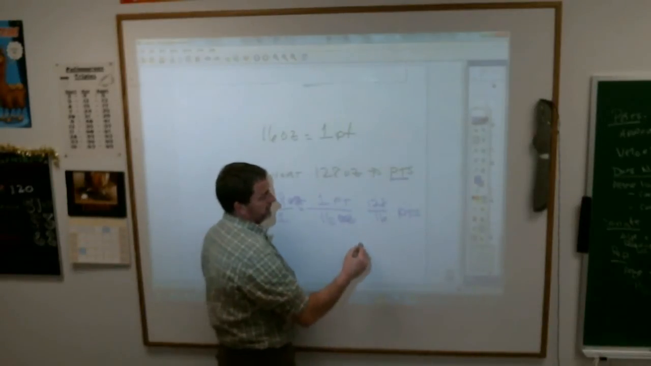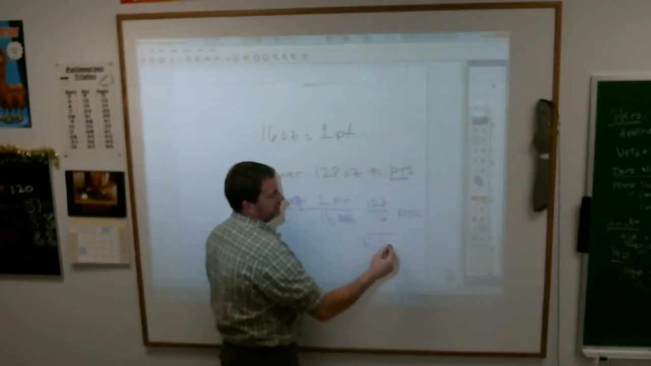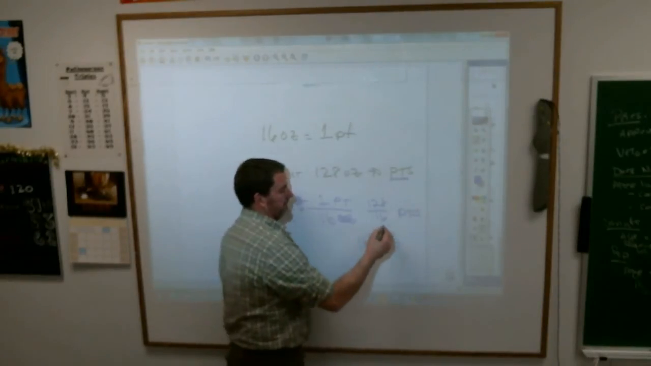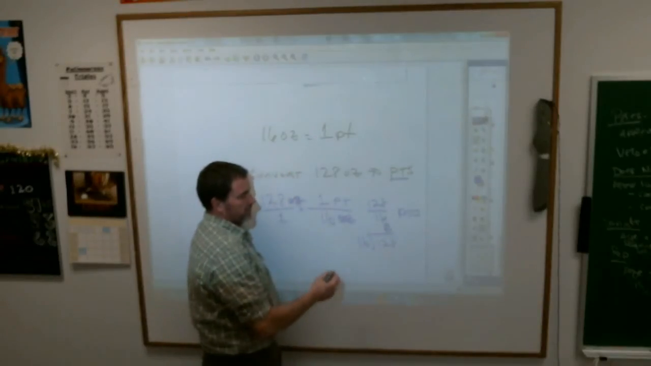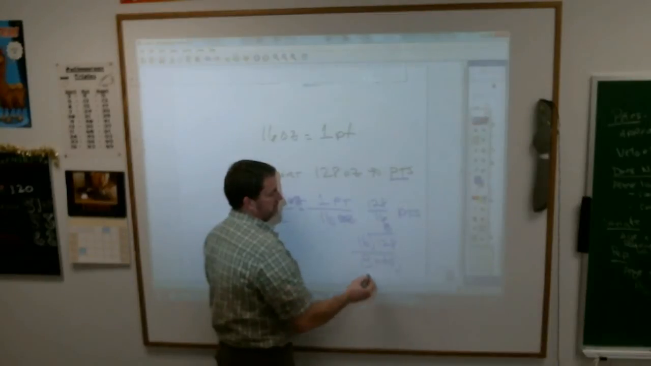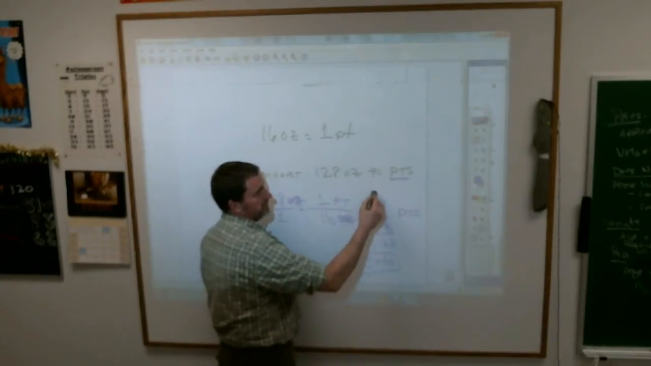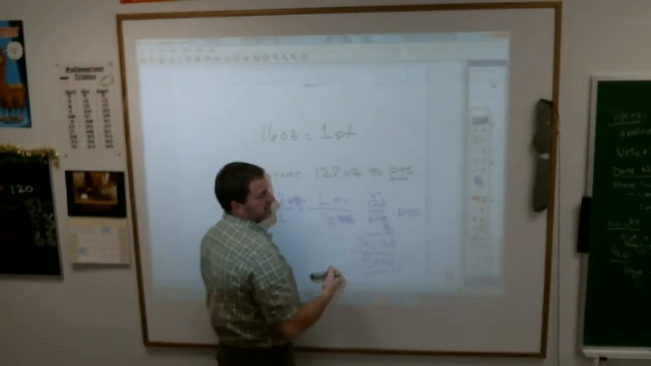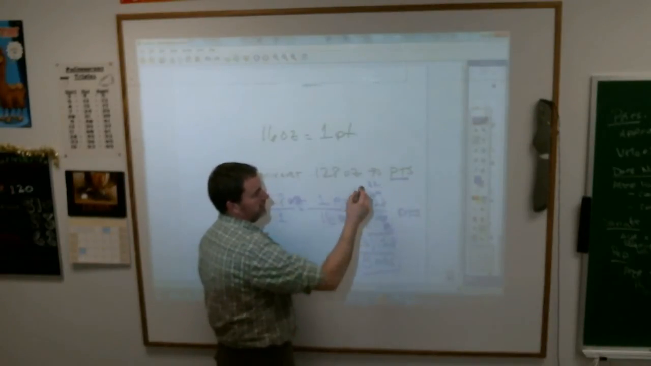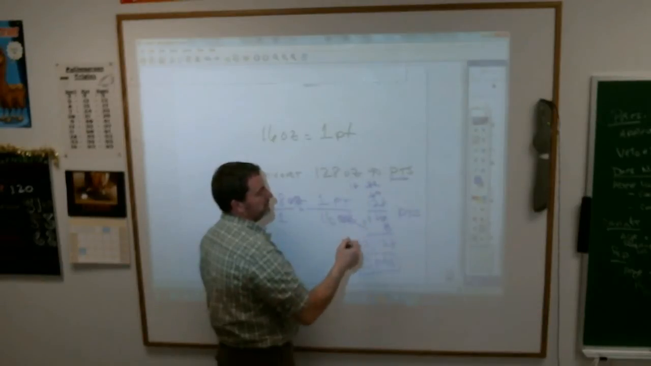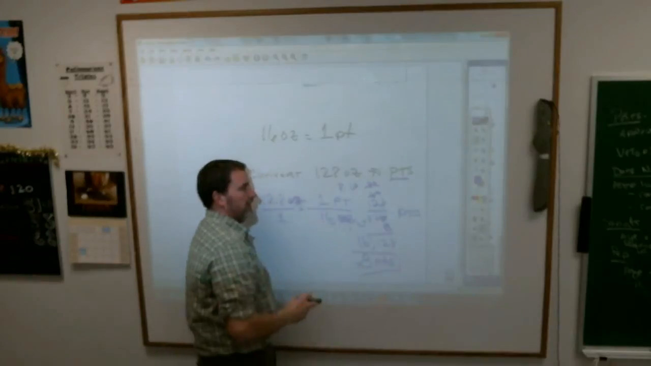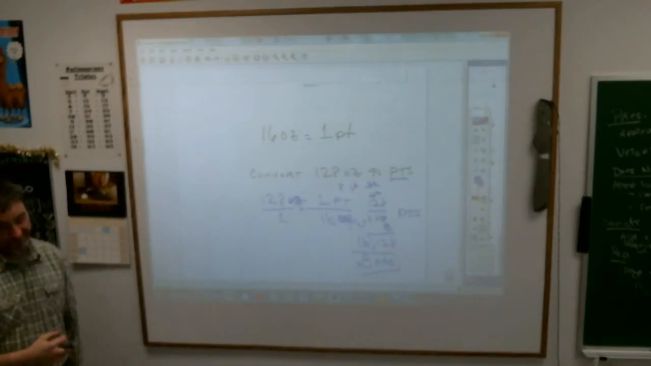Alright, so you would say, okay, I'm going to take 16 and divide it into 128. How many times does 16 go into 128? 8 times, I believe. So your answer would be 8. Now you could have cut them both in half, and this would be 64 over 8. If you cut them both in half again, you get 32 over 4. Cut them both in half again, 16 over 2. Cut them both in half again, you get 8 over 1, but you'll still get 8 no matter what.